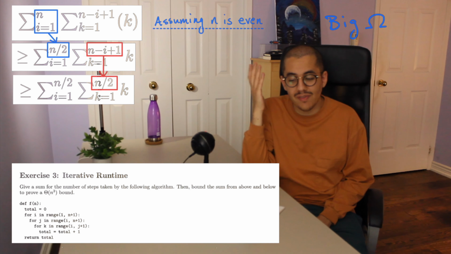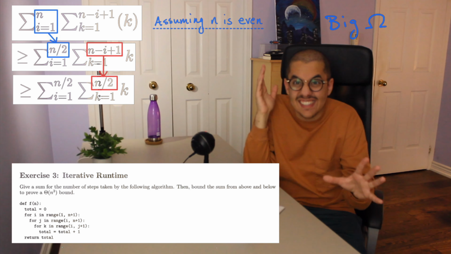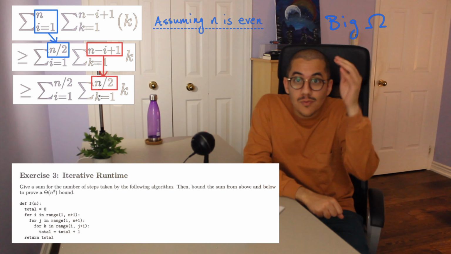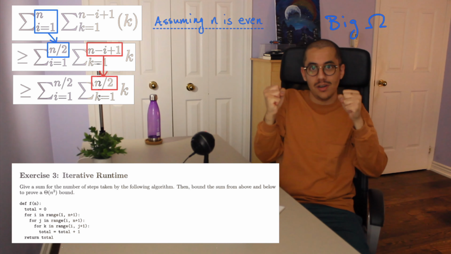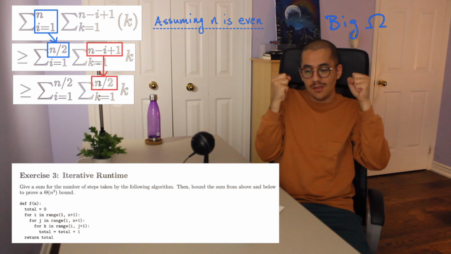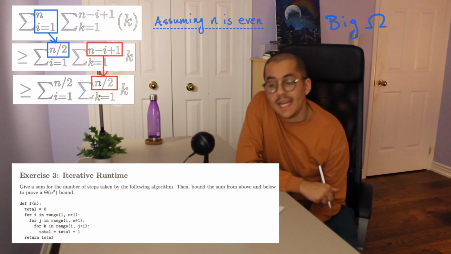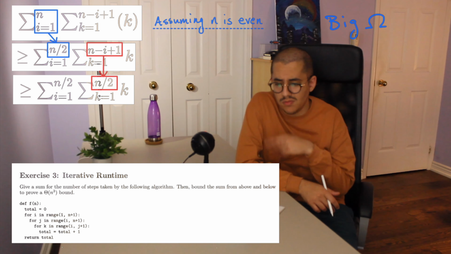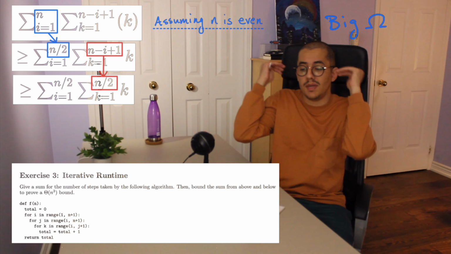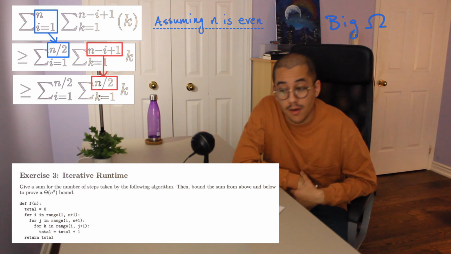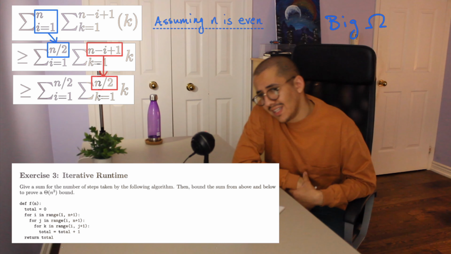So for each value of i, the k sum has at least n over 2 terms. And we're making it smaller, as small as we can, so we're going to make it n over 2. Now we get to the point of just a k there, and both of the summations are capping at n over 2, and they both start at 1. Let's look at the inner one.